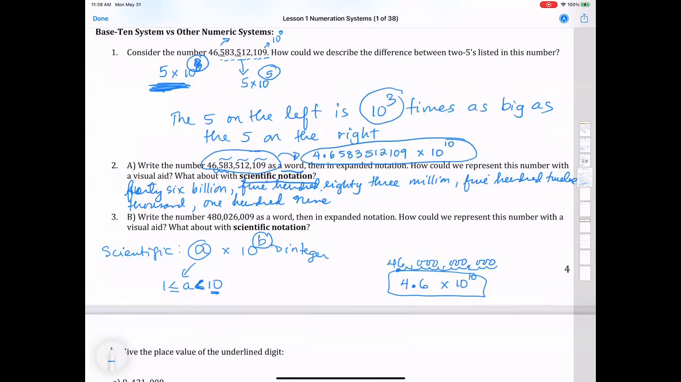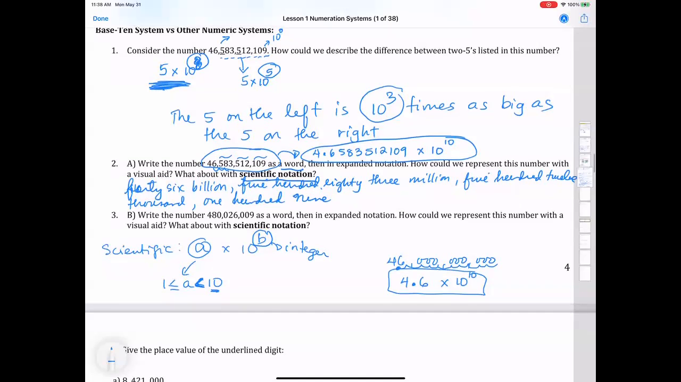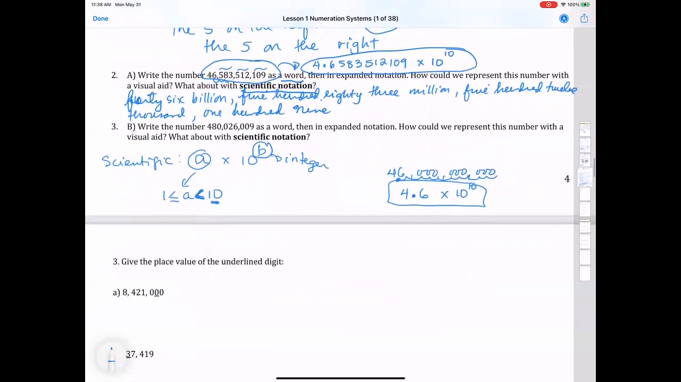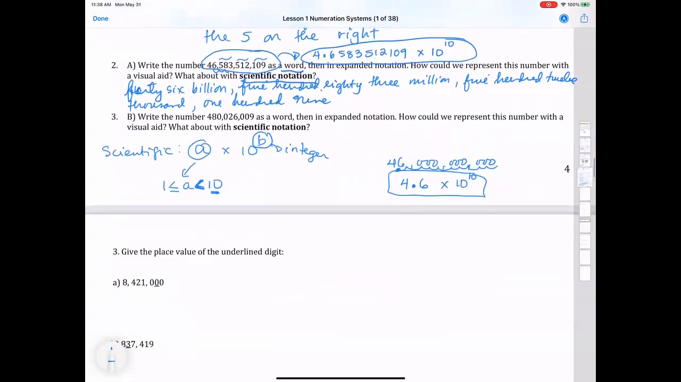So that's how you write a number in scientific notation. The strategy is to place the decimal point between the first non-zero digit and the digit next to it, and then count how many spaces you move to the right or left to form the original number. And that's the exponent of 10 that you will need. That's the value of B.